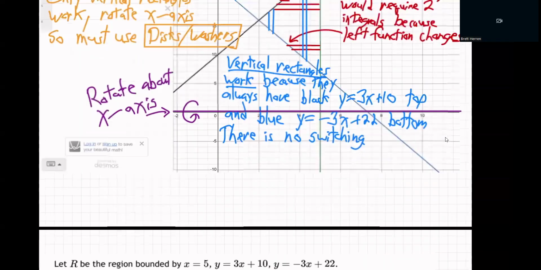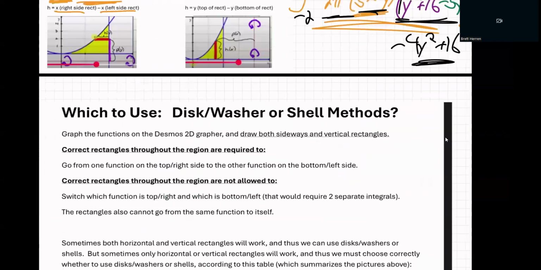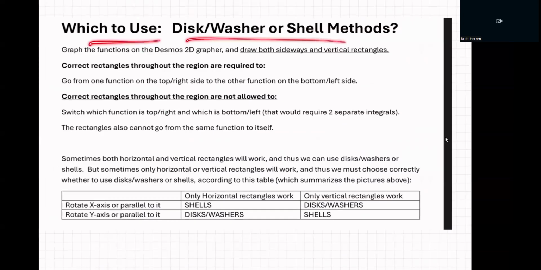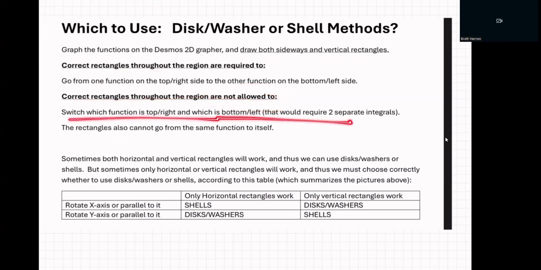Here we go. Here's a table I made in your notes. This is the notes, with the washer shell information. It says which one to use. How do you know? Basically, it says graph the function, the Desmos 2D graph we did. Draw both sideways and vertical rectangles. Correct rectangles throughout the region are required to go from one function on the top right to the other on the bottom left. They're not allowed to switch which functions they go between or go between the same function itself.